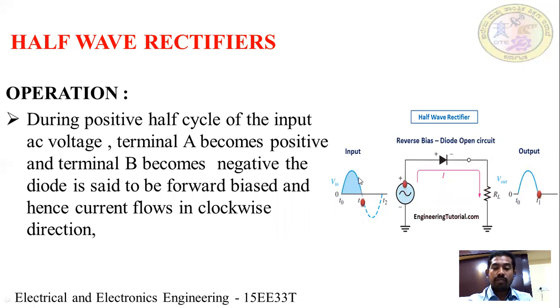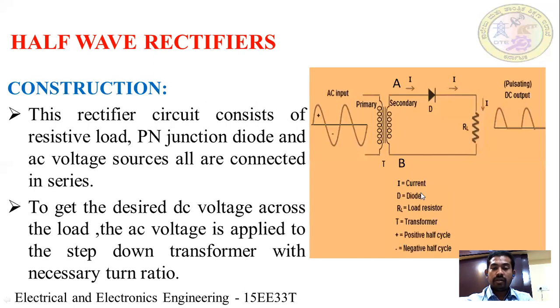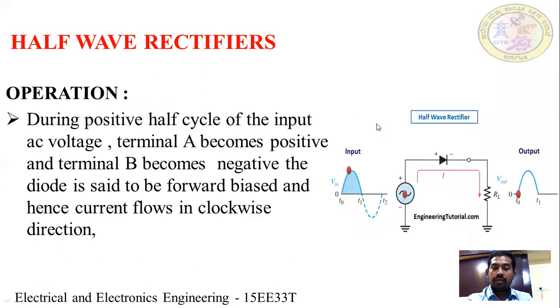During this positive half cycle, when the input is positive, terminal A becomes positive and terminal B becomes negative. Hence, the diode is under forward bias and the current flows in clockwise direction. This is the output which we are getting.